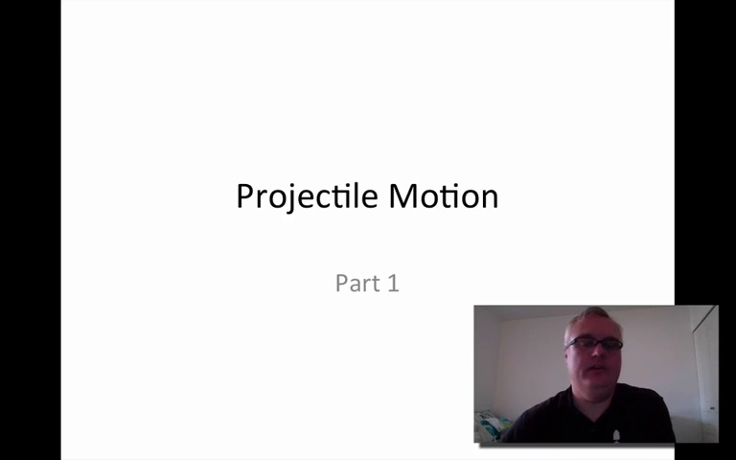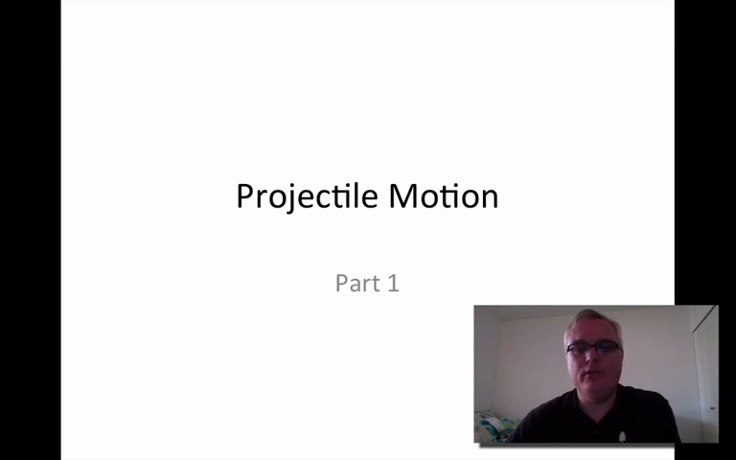This video is on projectile motion. So, what is a projectile? Well, a projectile is an object that is projected relative to the surface of the Earth. Now, it can be projected upwards or downwards or horizontally. The important thing to remember, though, is that the only force acting on it is the force of gravity.